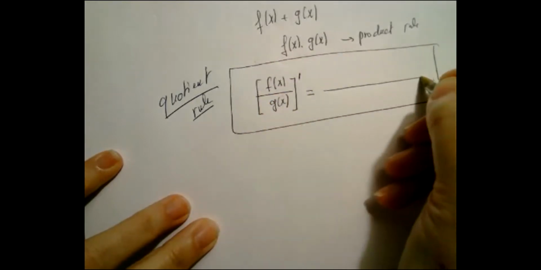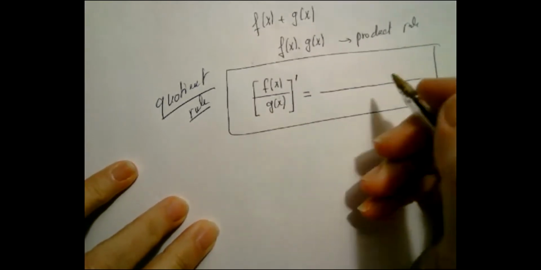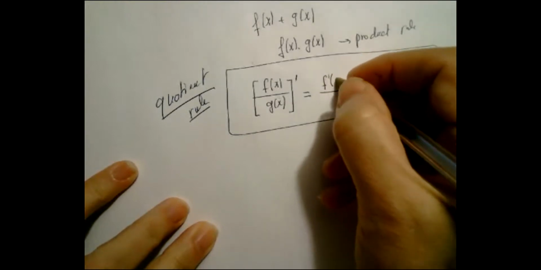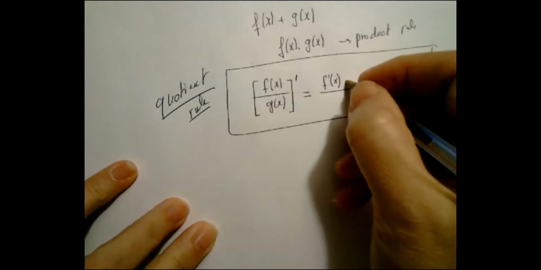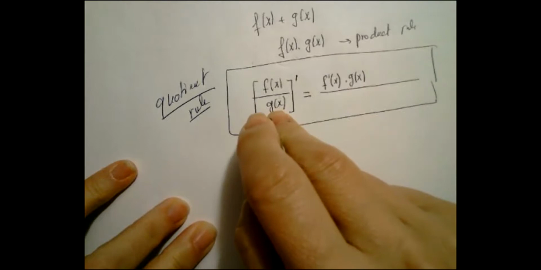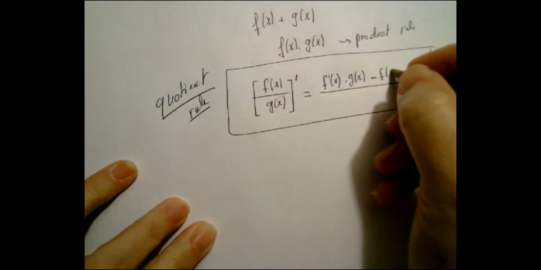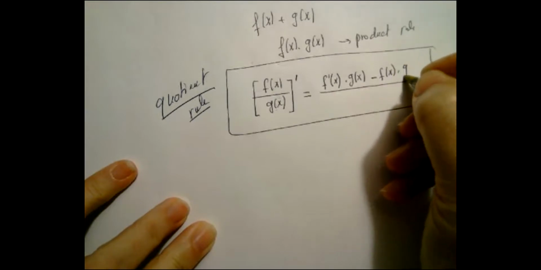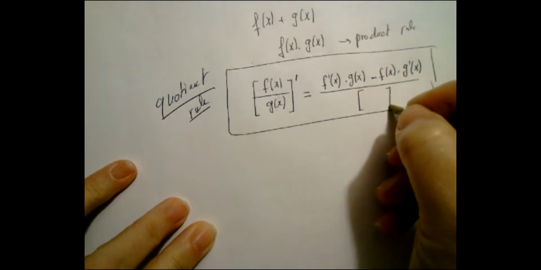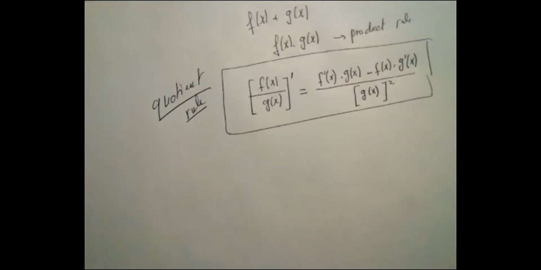These are formulas you have to memorize, because as long as you are a student, you're going to be using them. So this is going to be equal to, that's the formula, the derivative of f, the numerator, times the denominator g, minus the numerator times the derivative of the denominator, the whole thing divided by g of x squared. Okay, so that's the formula.